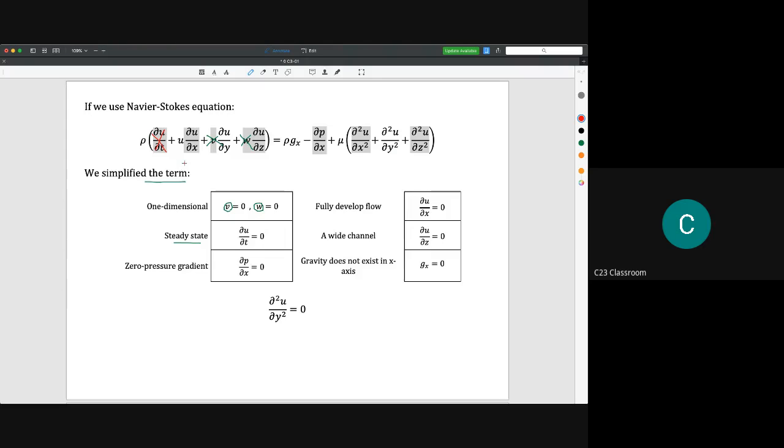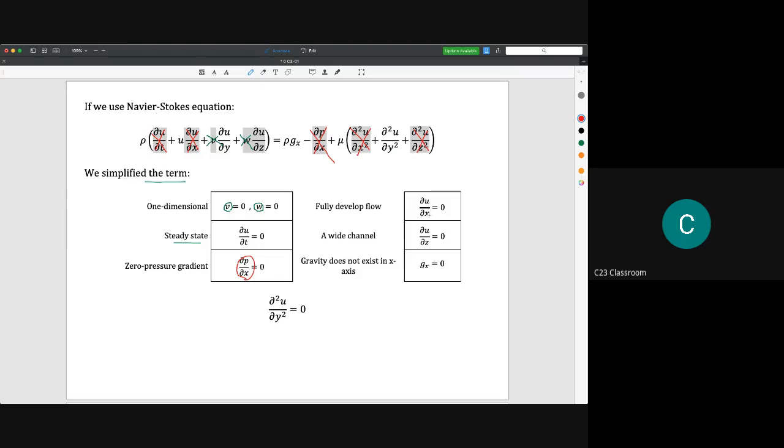Okay, and then we assume that because we don't have a pressure gradient here, dp/dx is equal to 0, so we have a 0 here. And then we assume that it is a fully developed flow, so the value of du/dx is equal to 0. So we have du/dx equal to 0 here, and also du/dx equal to 0 here. Because there is no motion along the z-axis, du/dz is also 0.